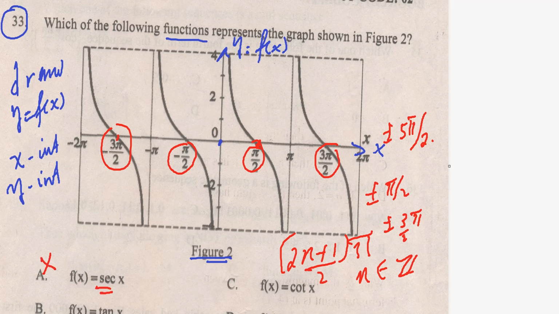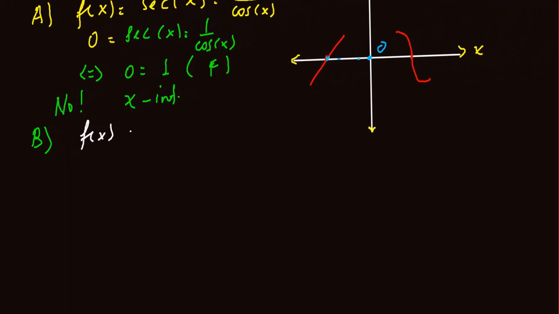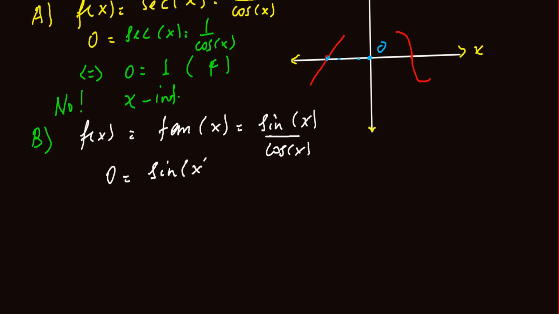Secant of x has no x-intercept. Choice B is tangent of x. f of x is equal to tan x is given. As you remember, tan x is the ratio of sine and cosine. So for the x-intercept of this function, we set y to 0 and solve. Sin x over cos x is equal to 0. When you solve this you get 0 is equal to sin x, because we multiply both sides by cos x, where this function is defined whenever cos x is different from 0.